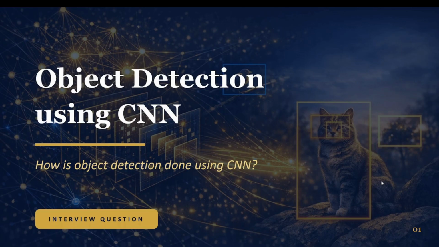In this presentation, we are going to cover two very important and frequently asked questions from the fields of deep learning and machine learning. The first question is about how object detection is performed using convolutional neural networks, commonly known as CNNs. The second question is about loss functions in logistic regression, specifically whether we minimize or maximize the loss during training. Both of these are core concepts that interviewers love to ask. So let's break them down clearly and completely.